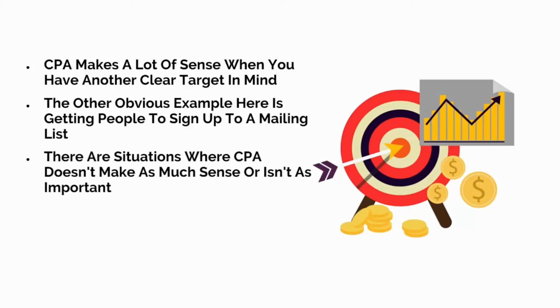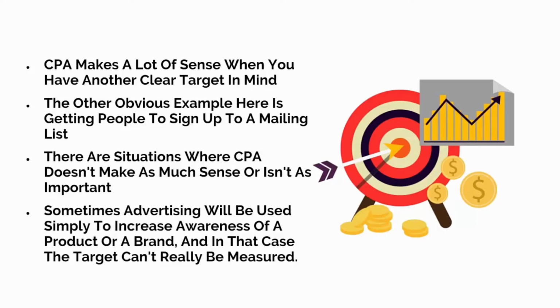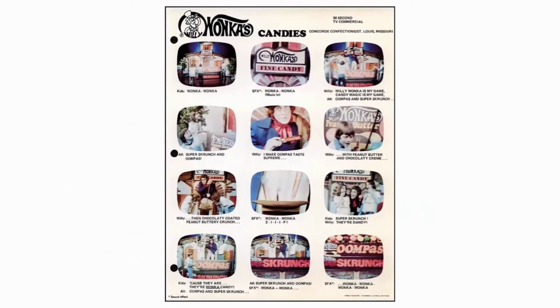But there are some situations where CPA doesn't make as much sense or isn't as important. For instance, sometimes advertising will be used simply to increase awareness of a product or a brand, and in that case, the target can't really be measured. If you think of the advertising that you often see on TV, a lot of it won't have any clear call to action at the end. In other words, they don't tell you how much the product costs or where to buy it. They just make it look good.